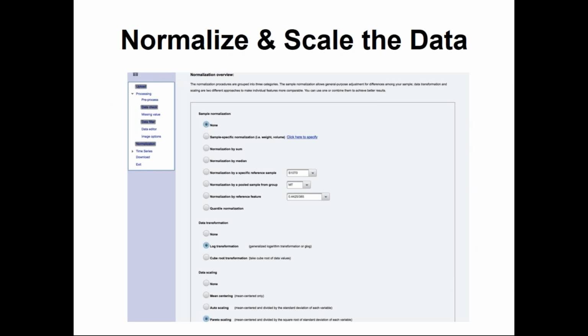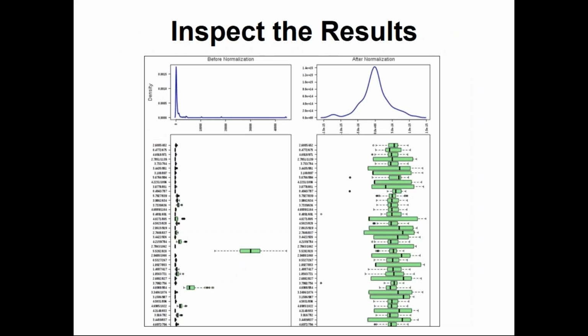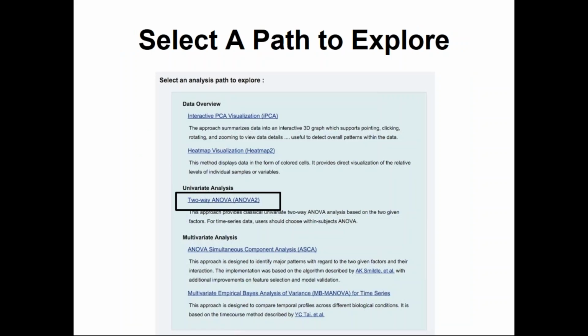As with anything, we've uploaded the data, we still have to try and transform, normalize, and scale the data. So we're going to do a log transformation and a Pareto scaling on this data. That combination is seen to generate Gaussian distribution. You can see what it looked like before on the left side and after on the right side, and you can see that distribution looks fairly Gaussian.